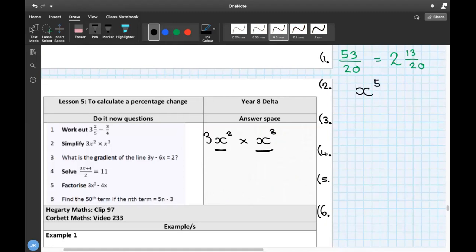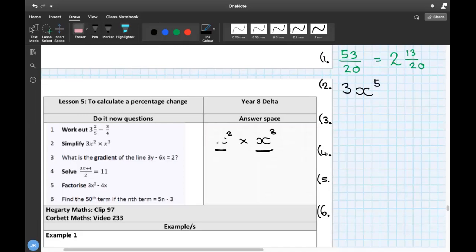But we had 3 lots of this x squared, then multiplied by x cubed. So we're going to have 3 lots of x to the power of 5. Now, because of BIDMAS, our order of operations, we must simplify those indices first. 2 add 3 gives you 5. And then we've got all of that multiplied by 3. So it'll be 3x to the power of 5 there.